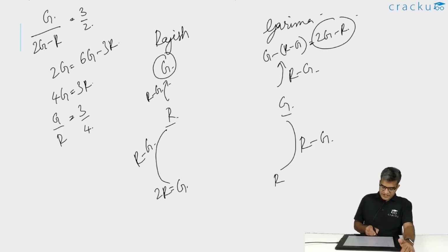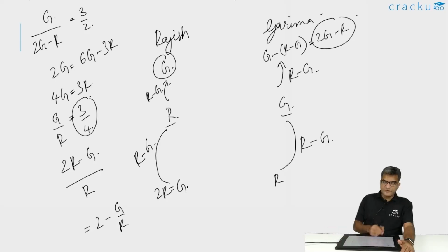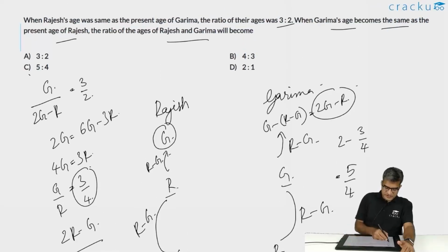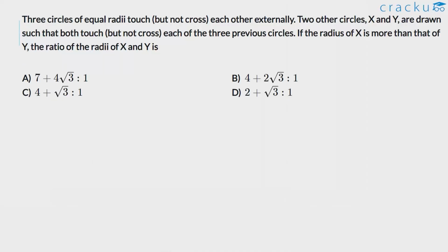And therefore, the ratio of their ages at that time will be 2R minus G divided by R, which is equal to 2 minus G by R. But we know that G by R is 3 by 4. So the required ratio is 2 minus 3 by 4, which is equal to 5 by 4. So the answer for this question is option C, which is 5:4.